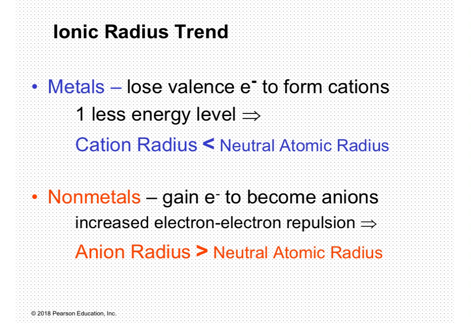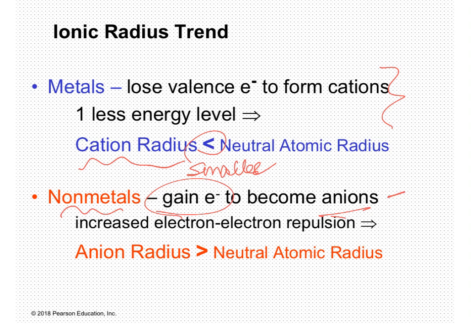So this is just putting into words what I just said. Metals tend to lose valence electrons to form cations. And the size of a cation is always smaller than the size of the neutral atom it comes from. Nonmetals, those to the right of the stair step, tend to gain electrons and become anions, or negatively charged ions. And because of the increased electron-electron repulsion, you've just added another negatively charged electron, the anion radius actually gets a little bit larger than the neutral atom.